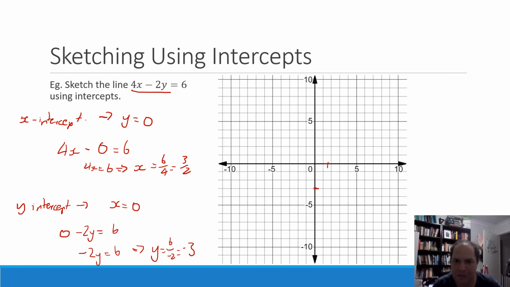And then between our points there, between our x-intercept of 1.5 and our y-intercept of -3, we can draw our line, and there is our graph, or our sketch of the line 4x minus 2y equals 6.